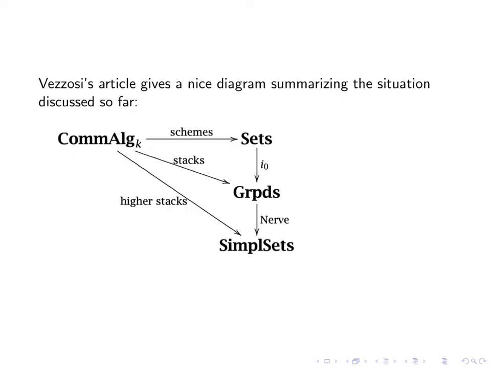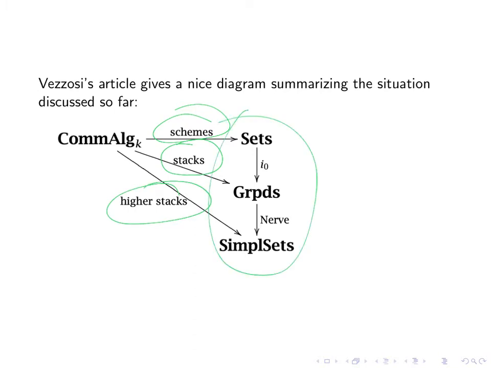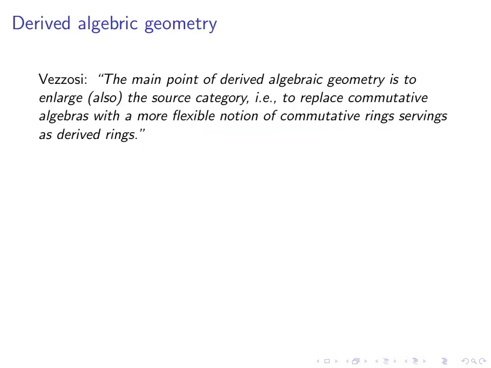So Vezzosi's article gives a nice diagram summarizing the situation we discussed so far. We started with schemes, then we went to stacks, then we went to higher stacks, each time enlarging the target categories of our functor. And Vezzosi says, and here's a direct quote, the main point of derived algebraic geometry is to enlarge also the source category, i.e. to replace commutative algebras with a more flexible notion of commutative rings, serving as derived rings.